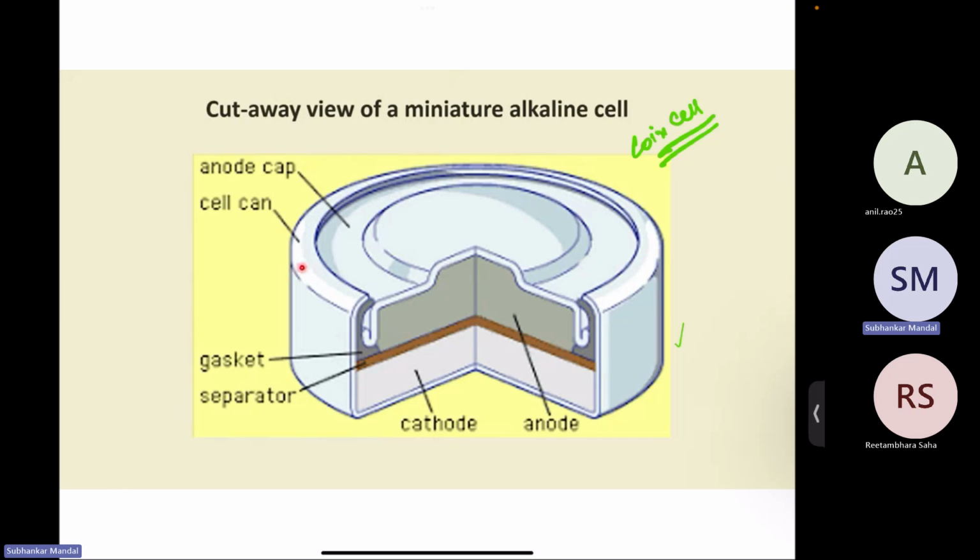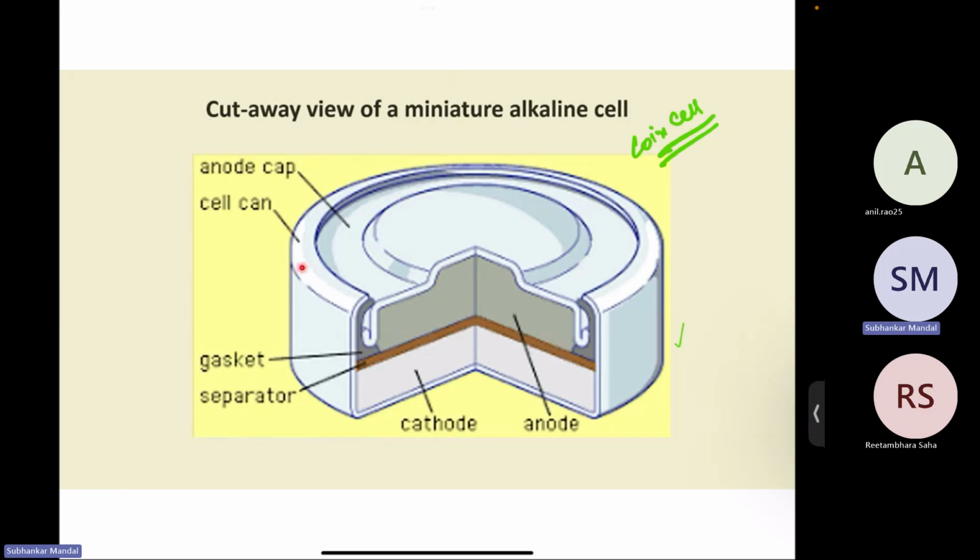So I can show this picture on Monday, what parts are there in the coin cell and how people assemble this coin cell. I'll show those things in the video on Monday. I can make the video in our lab, and then I can show it so that you can get some idea of what is inside the coin cell.